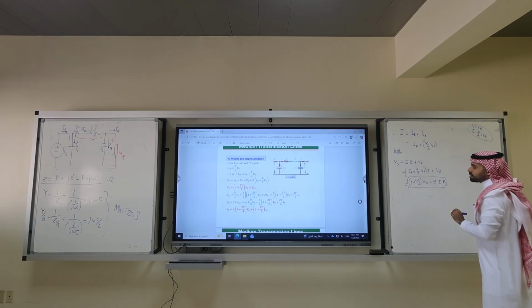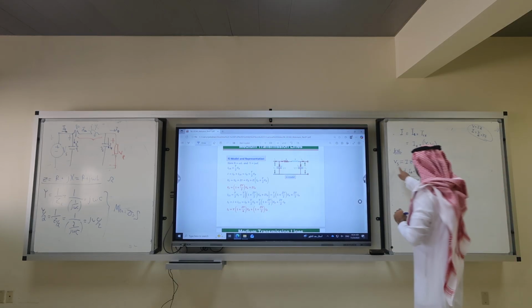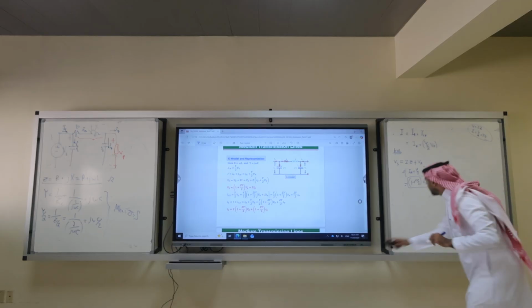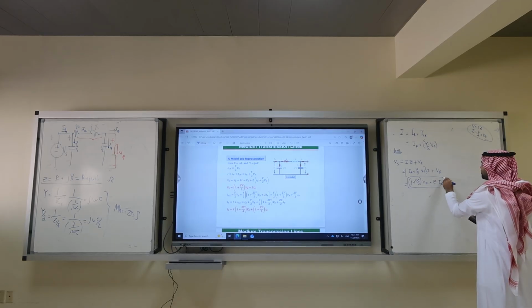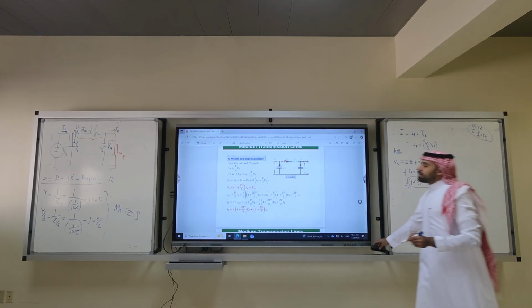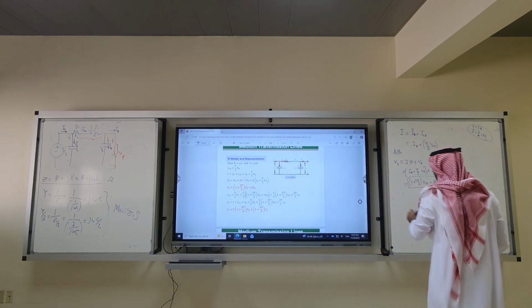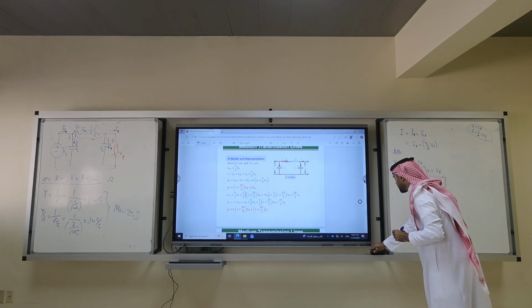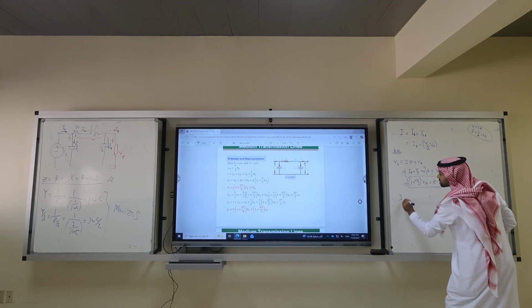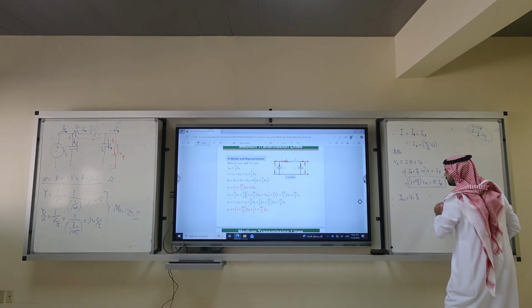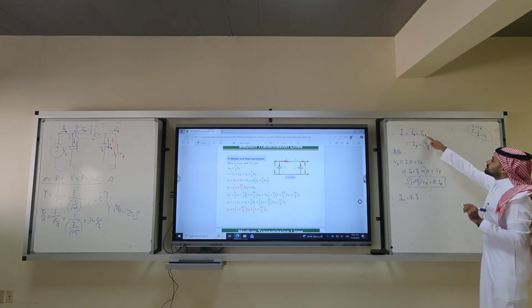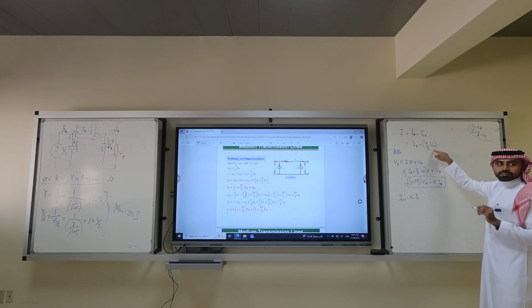Now, what's the second equation? I finished VS as a function of VR and IR. This is not I times R, this is IR. You agree with me? Yes. Now let's get the ICS. What is ICS? ICS is VS times Y over 2. You agree with me? Same here. ICR is Y over 2 VR.